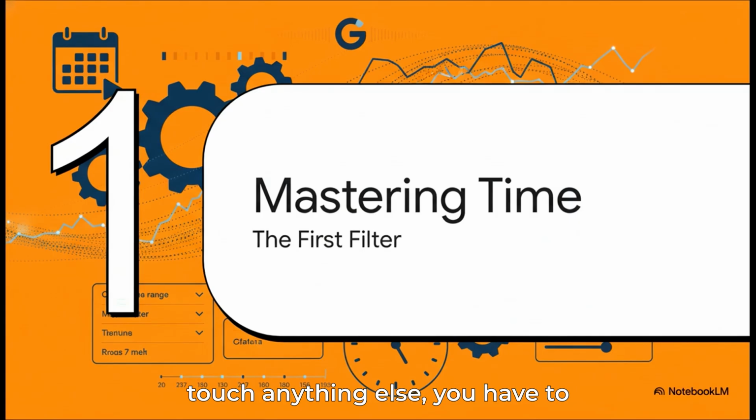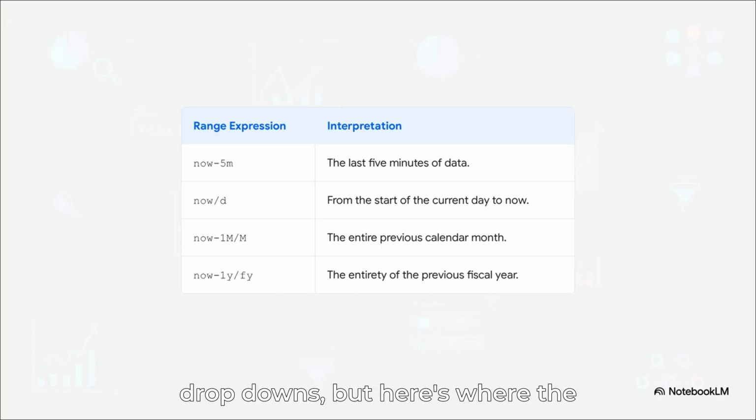Okay, first things first. Before you touch anything else, you have to tame time. I mean it. Your time range selector is honestly the most powerful tool you have for focusing your investigation. If you get this right, you're already halfway there. Now, you can use the drop-downs, but here's where the real power is: typing these expressions right into the time picker. The keyword now is your anchor.